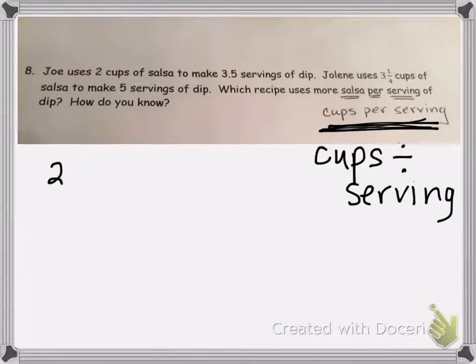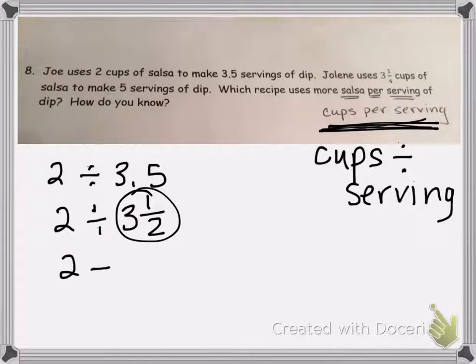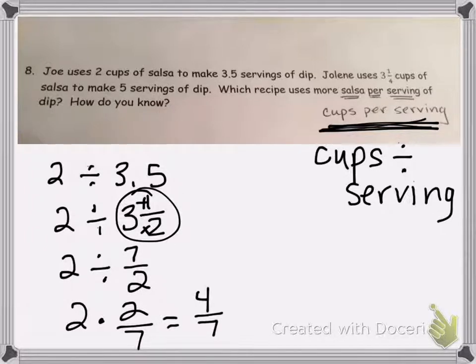So with Joe, it's 2 cups divided by 3.5 servings. Now I'm going to do this without a calculator just to show you the proper way, and that 3.5 we're going to turn into a fraction because I'd like to use our keep change flip, and 3 1/2 we can't do our division yet until we turn that into an improper fraction. You'll multiply 2 times 3, which is 6, add the 1 to get 7. Final step, we'll have 2 times 2/7, and for Joe, we notice that he uses 4/7 of a cup per serving. So now we've just got to calculate Jolene's to see how hers compares to that 4/7 of a cup.